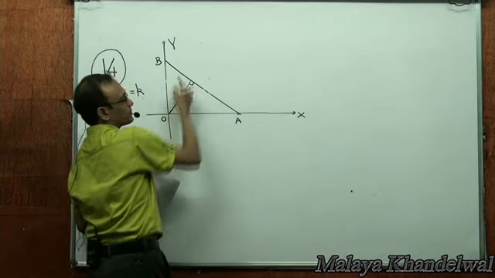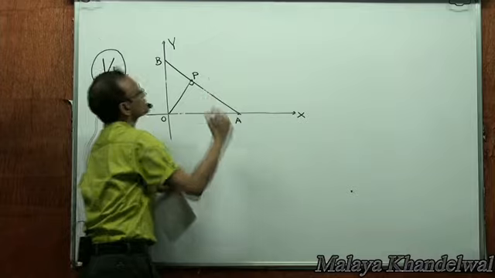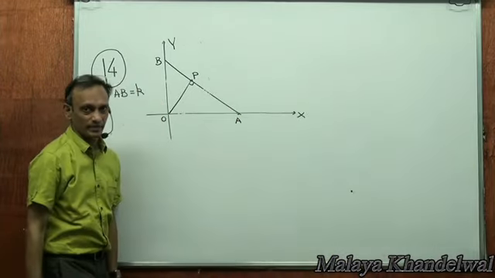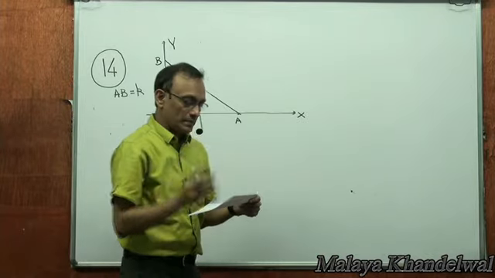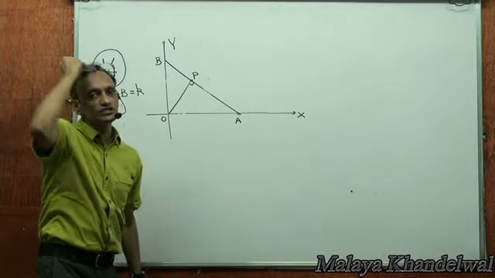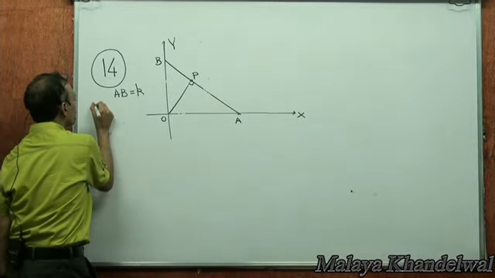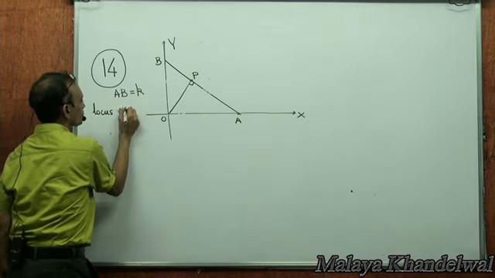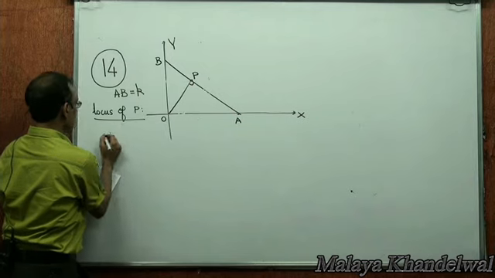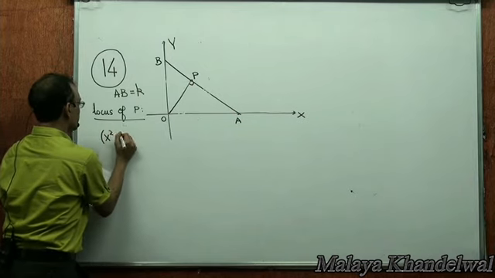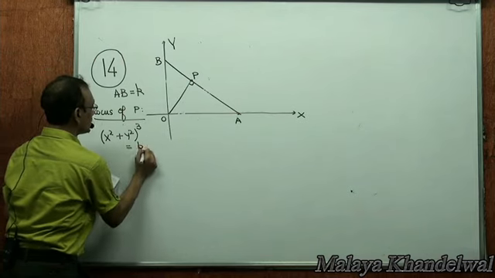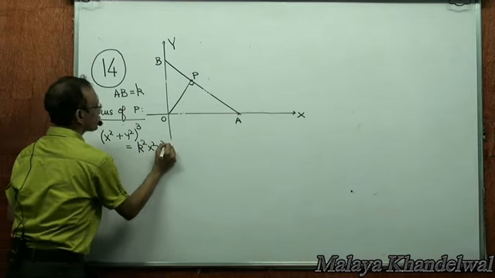Now, from O, I drop a perpendicular onto AB. P is the foot of the perpendicular from O onto AB, right? We want to establish that the locus of P, while AB slides, is x squared plus y squared whole cubed equals k squared into x squared y squared. That's what we want to show.